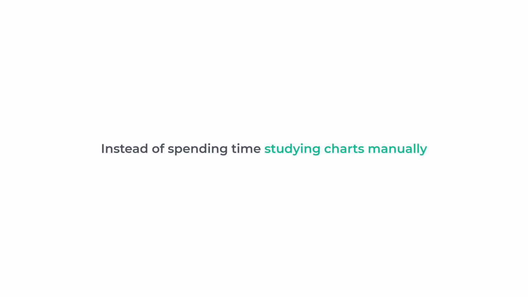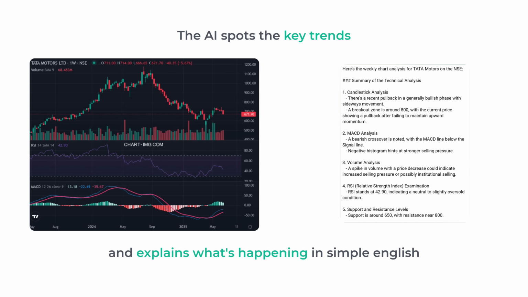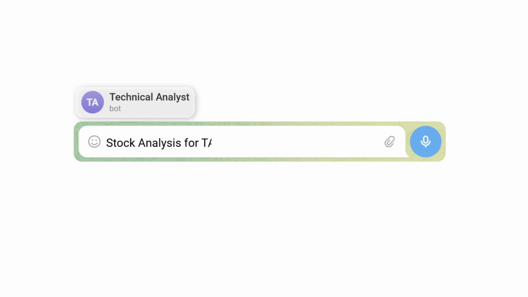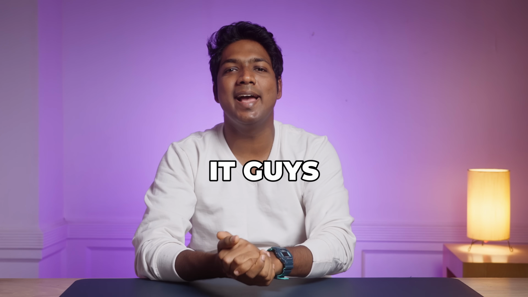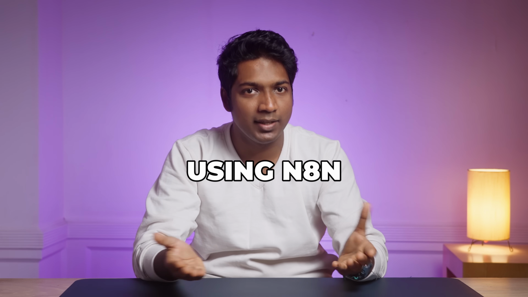Instead of spending time studying the charts manually, the AI spots the key trends and it explains what's happening in simple English. You can type in a stock name, choose a time frame, and even ask financial related questions, and it just gets it. So that's it, guys. This is how you can build a fully functional technical analysis AI using n8n. Now you can start building this workflow for yourself.